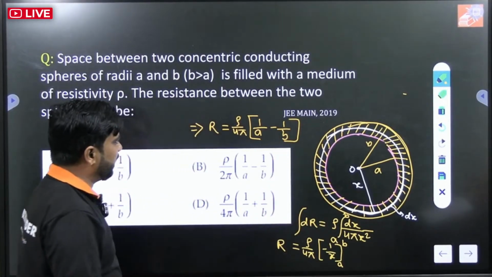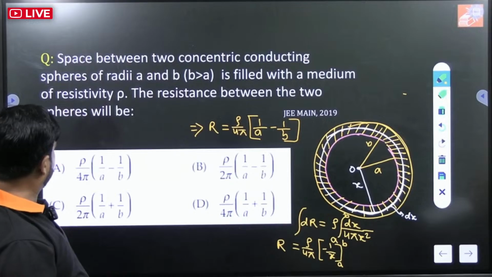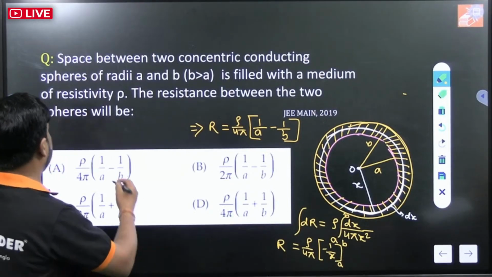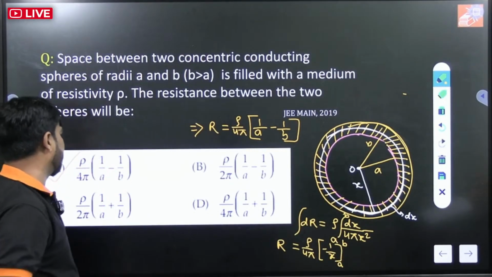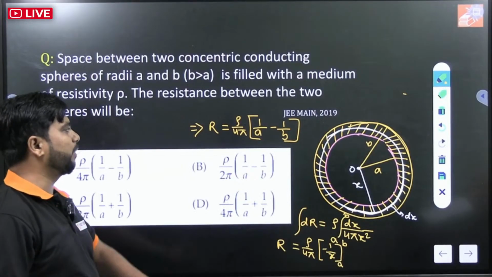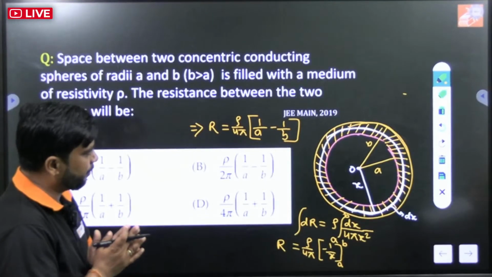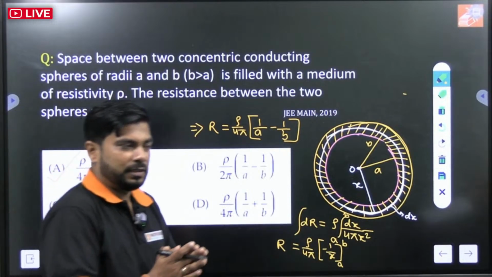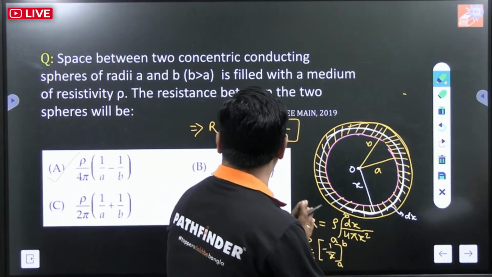कोई भी ऑप्शन मैच कर रहा है? Which one is the correct option? Yes, option A. A is the correct option. Rho by 4 pi, 1 by a minus 1 by b. Clear? Now let's move to the next question.